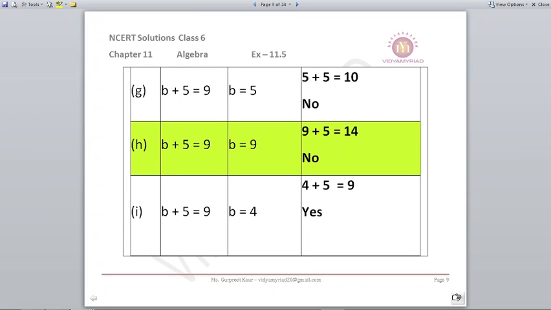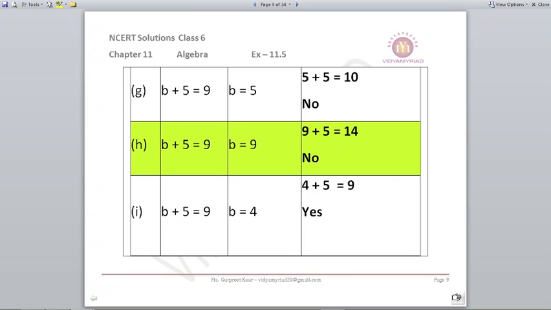G part. B plus 5 is equal to 9. Now B is 5. So 5 plus 5 is 10. So it does not satisfy. Answer is no. H. B plus 5 is equal to 9 and B is 9. So 9 plus 5 is 14. So again our answer is no.